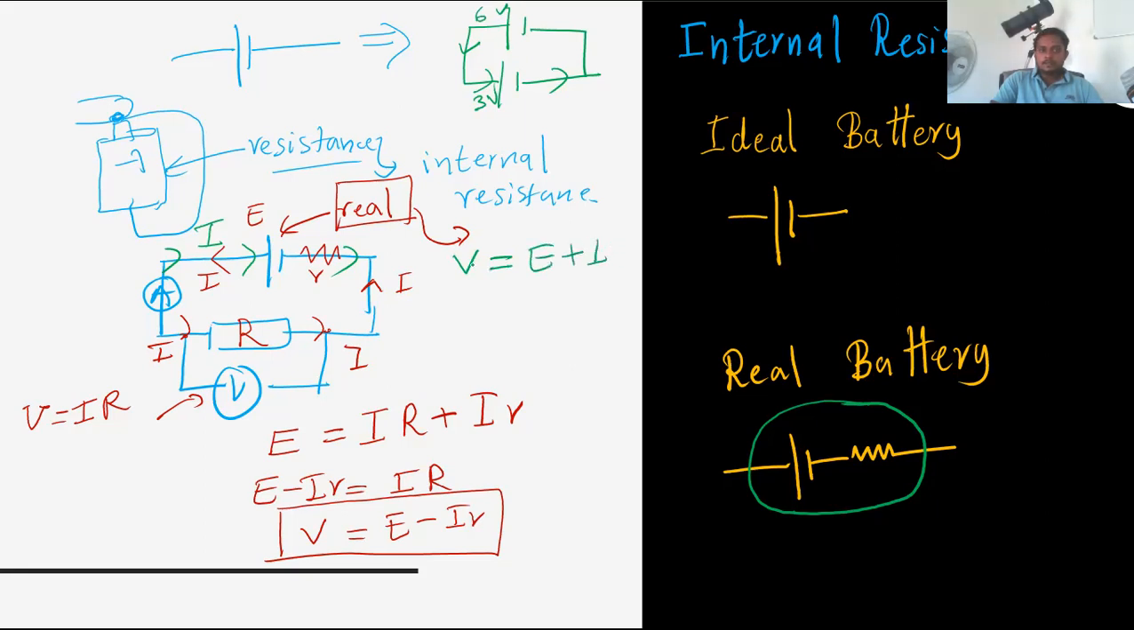These are the two equations. If current is going away from the battery, V is E minus Ir. If the current is going through the battery, it is E plus Ir. If the current is going through it, it is E plus Ir. If the current is going from it, it is E minus Ir. Okay? That is for the internal resistance.